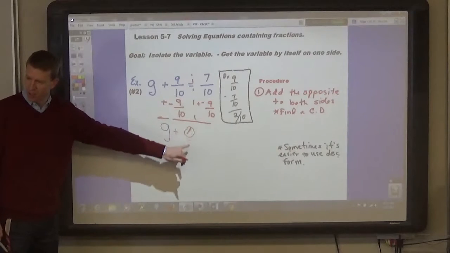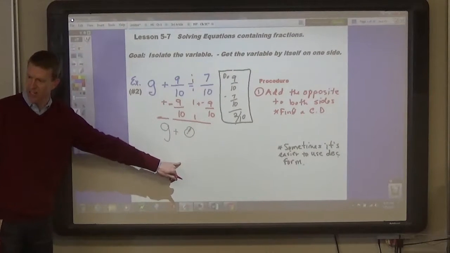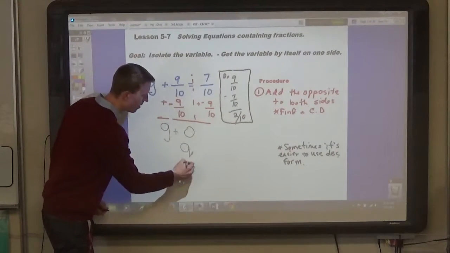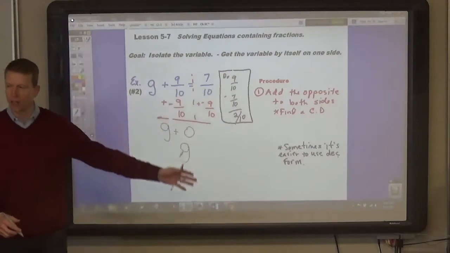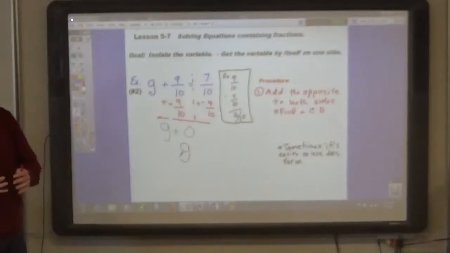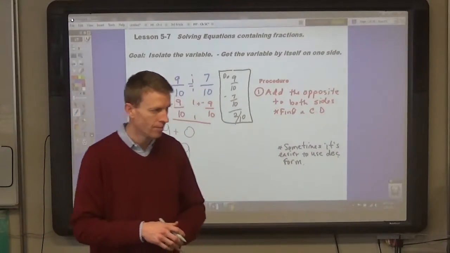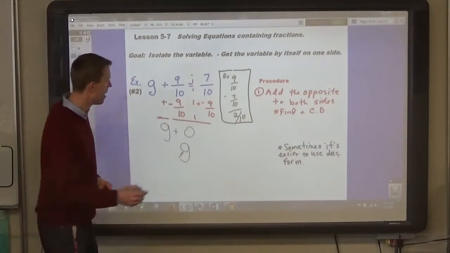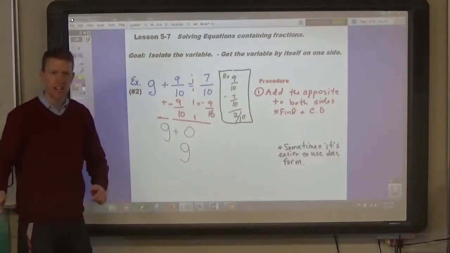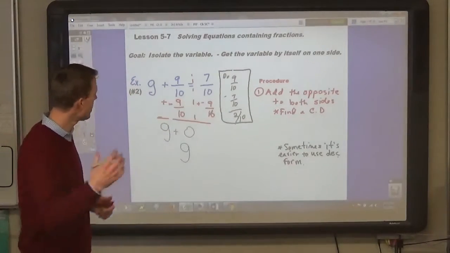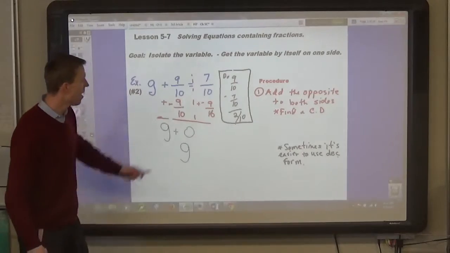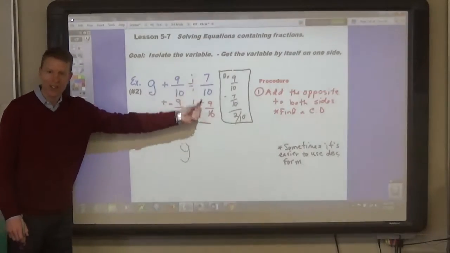G plus 0 equals g. And so anytime you add 0 to a number, it identifies that number. It's called the identity property of addition. Okay? Now, you have to add the same thing to the other side. You add 9/10 to the right side. Now, you can't do that, can you?